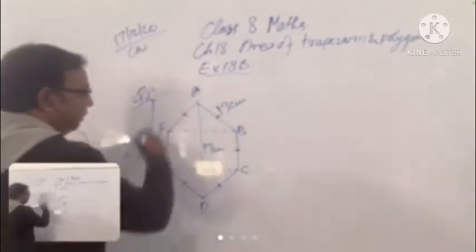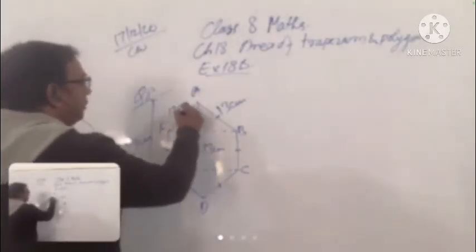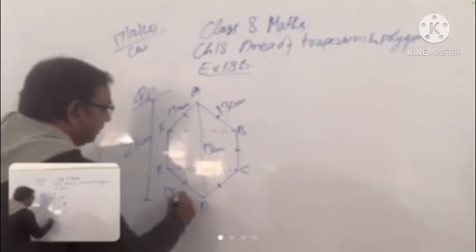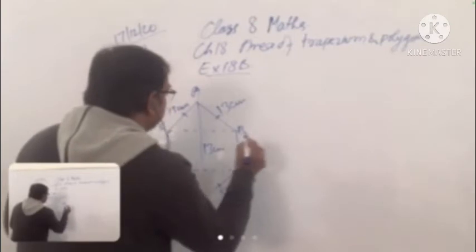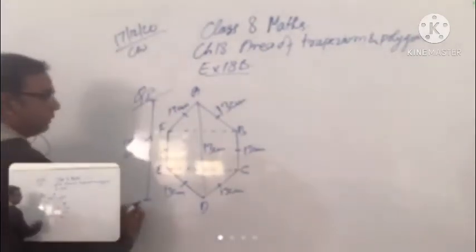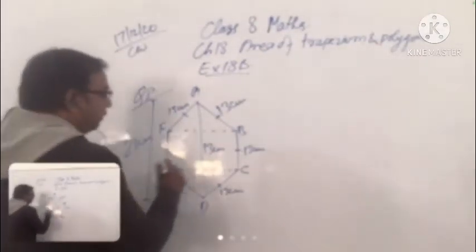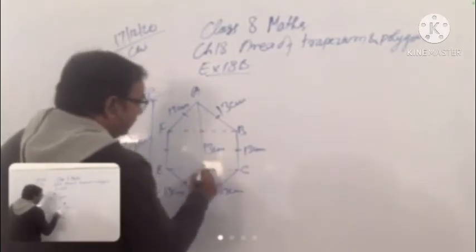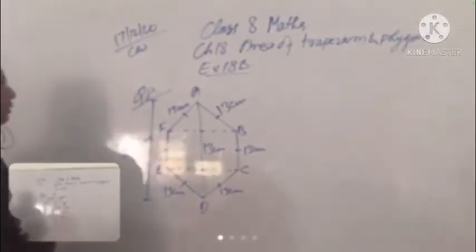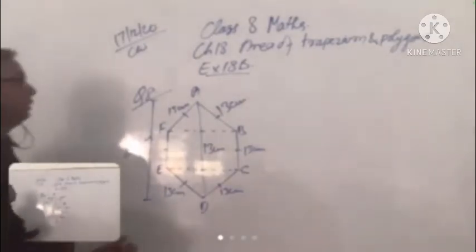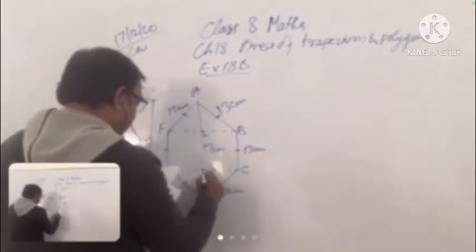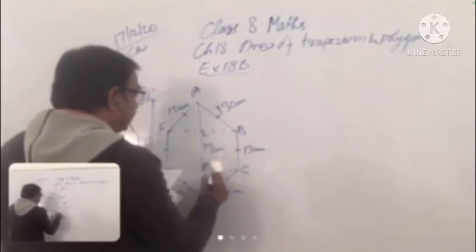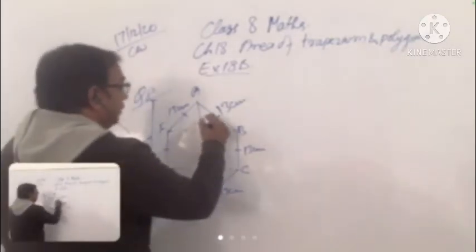Now all the sides are equal, so it means that all the sides are 13 centimeter. And this is 24. This is 24, and now here it is given 13. So 13, and this is L, and this is M, and this is also equal.